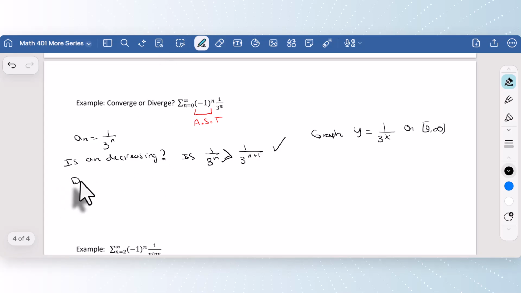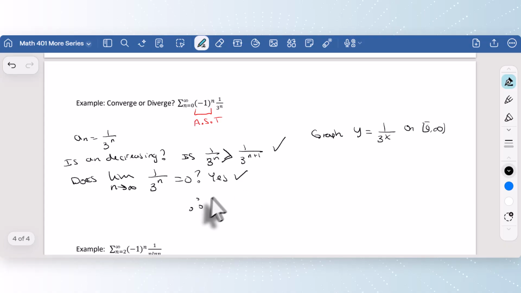And then the second condition: does the limit as n goes to infinity of 1 over 3 to the n go to 0? As n goes to infinity, 3 to the infinity gets really large. 1 over a really large number does equal 0. So yes, both conditions are met, so we can say the series converges by the alternating series test.